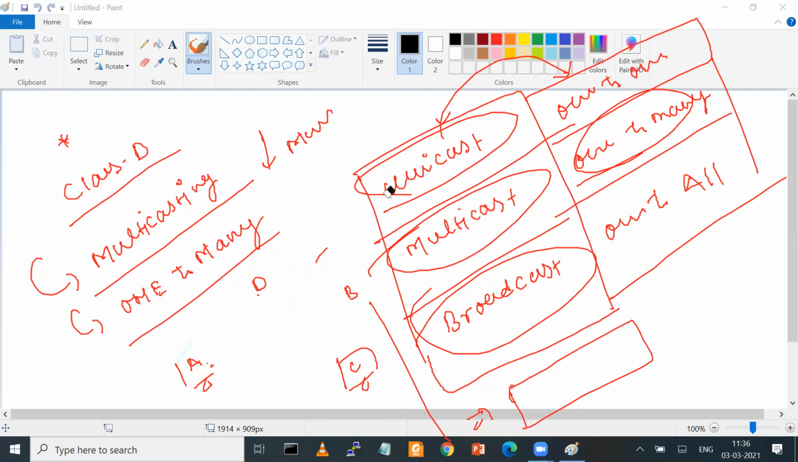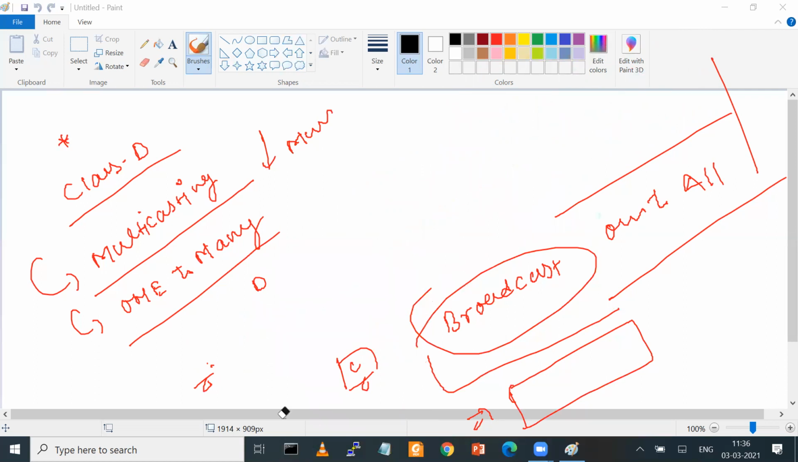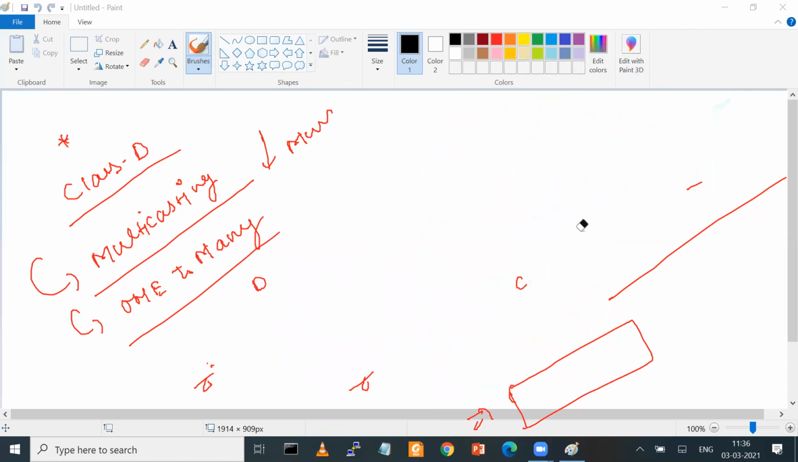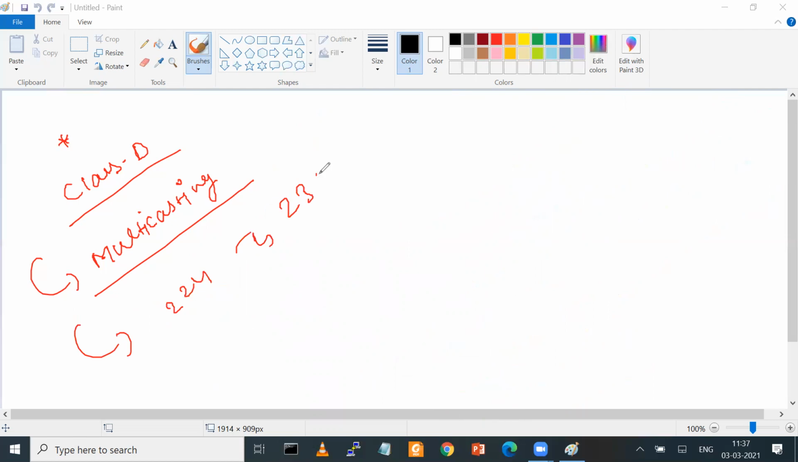So for multicasting purposes we use class D. Once we start routing protocols, it becomes easy to understand the things related to multicast. And the range is 224 to 239. This is the range.